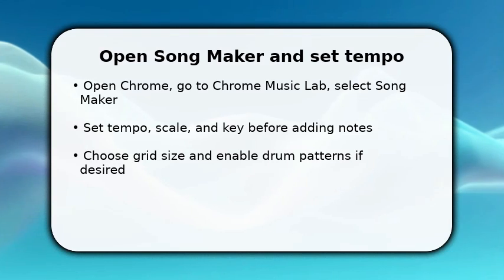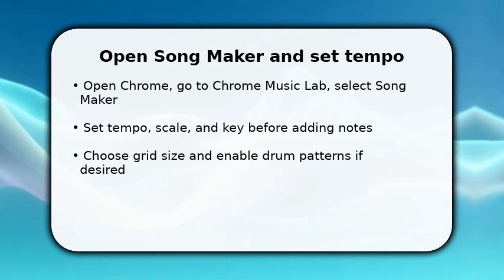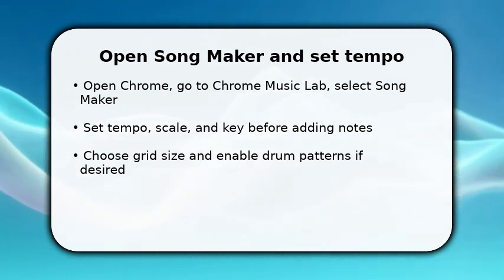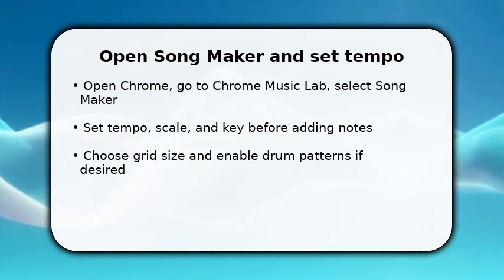You start by opening SongMaker and immediately set the musical parameters so your ideas fit. Choose tempo and key. This frames melody and rhythm and makes later edits predictable. Once done, select grid size and turn on drums if you want percussion.